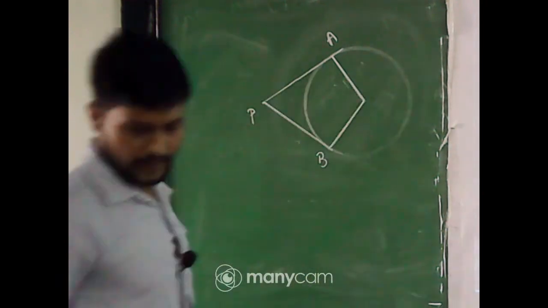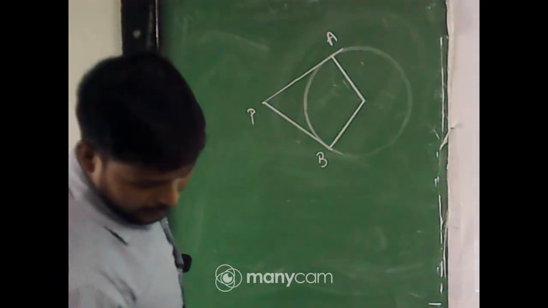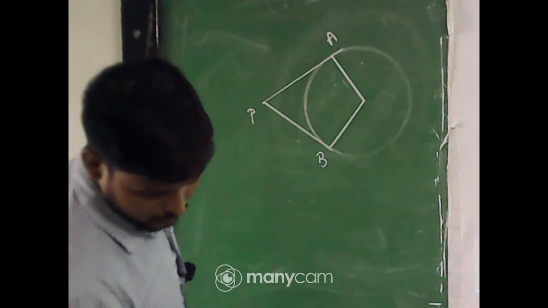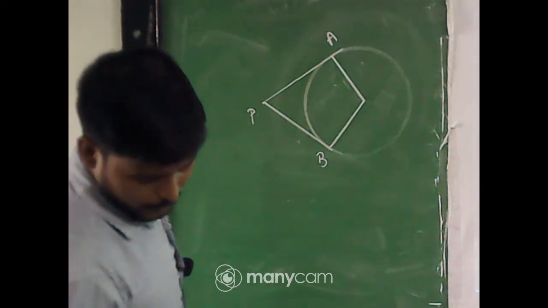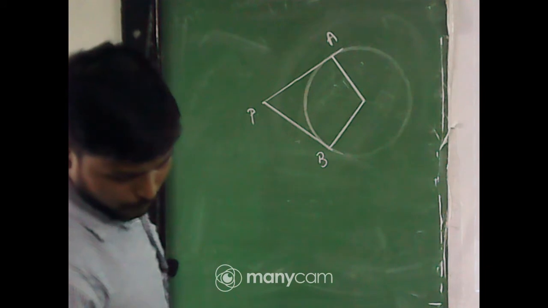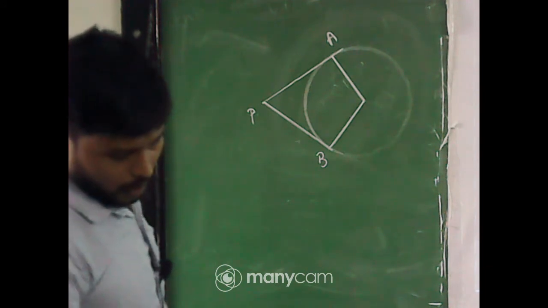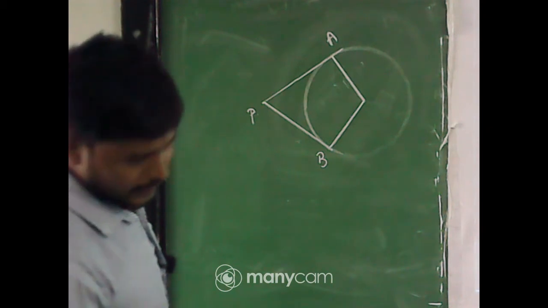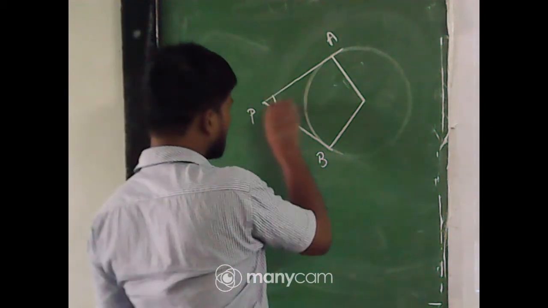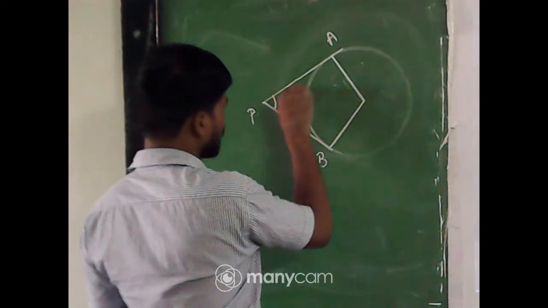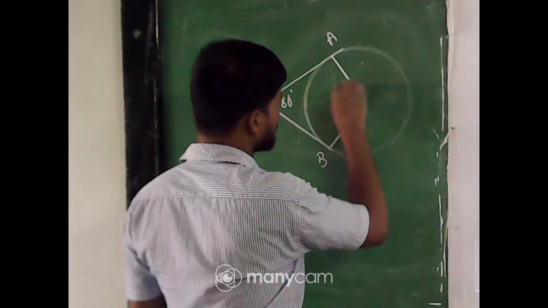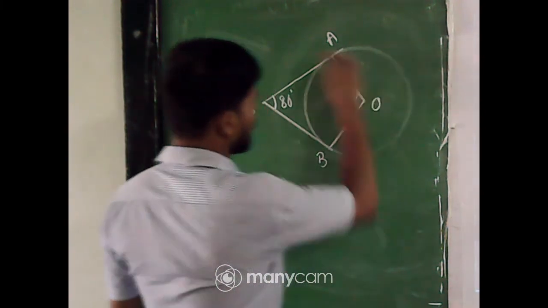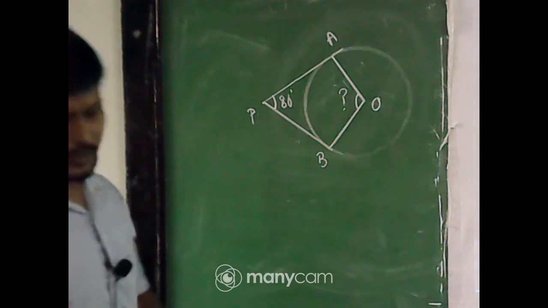It is given that the tangents PA and PB from the point P to a circle with center O are inclined to each other at an angle of 80 degrees. This angle is given as 80 degrees. We have to find the measurement of this angle AOB.